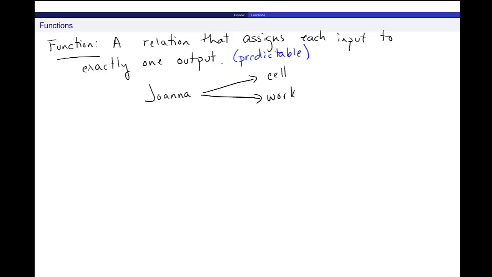Now, the nice thing about functions is that they are predictable. And this is why we work with them a lot. Whenever I know what the input is, the function should do the same thing over and over again and give me the same output. So each time I put in the input, I get the same output.